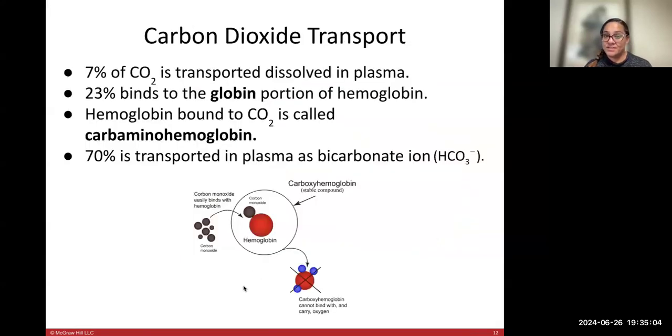So 7% of carbon dioxide is transported dissolved in plasma. 23% binds to the globin portion of the hemoglobin. Hemoglobin bound to carbon dioxide is called carbaminohemoglobin. 70% is transported in plasma as bicarbonate ion, the HCO3-, and that bicarbonate ion is what acts as the buffer for the blood pH to maintain our blood pH at homeostasis.